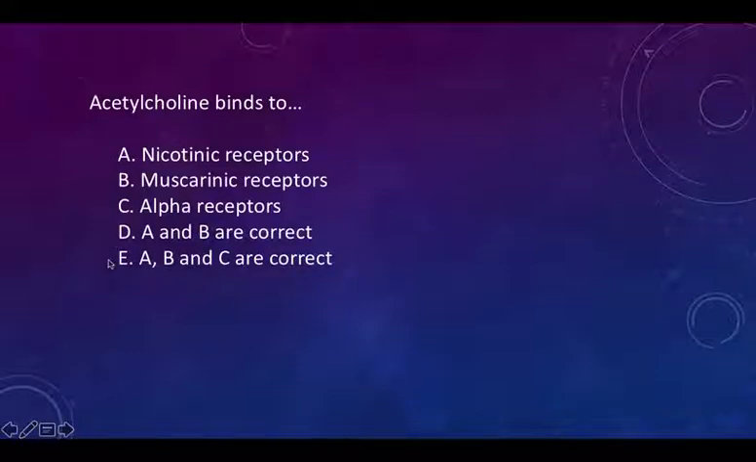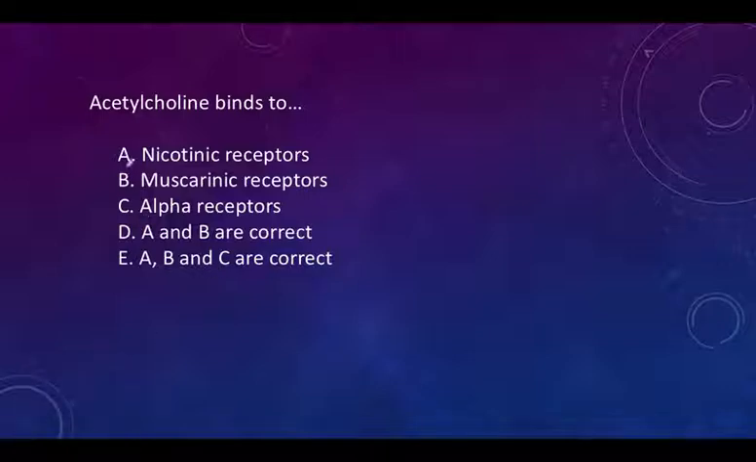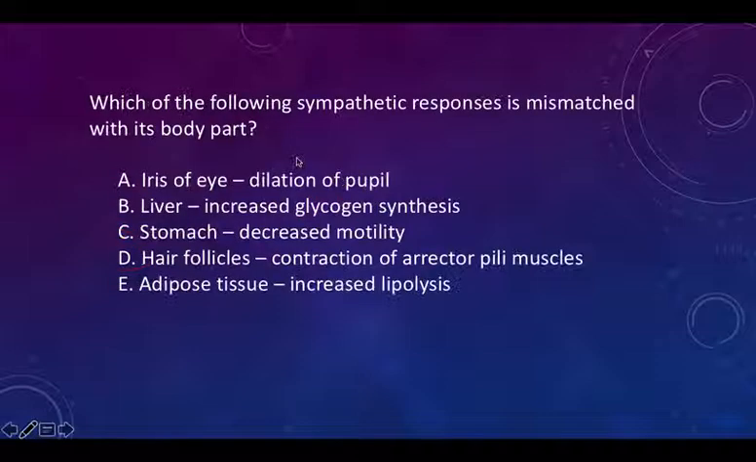And acetylcholine binds to muscarinic, nicotinic, alpha, or a combination of answers. So it's not alpha, because what binds here is norepinephrine. And nicotinic receptors, yes. Muscarinic receptors, yes. So A and B are correct. And remember, nicotinic, skeletal muscle, and muscarinic is pretty much everywhere else, like all the organs that receive postganglionic innervation of the parasympathetic nervous system.